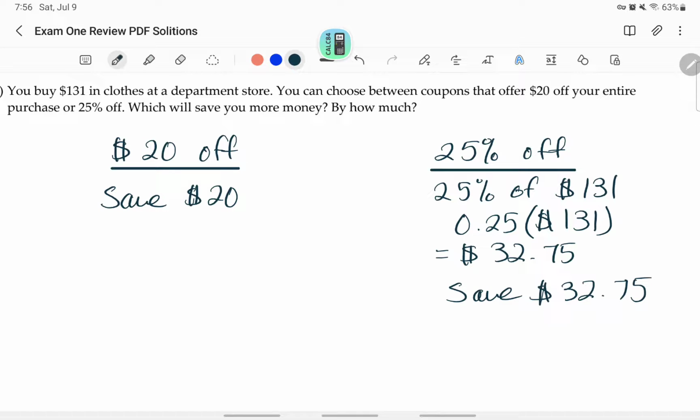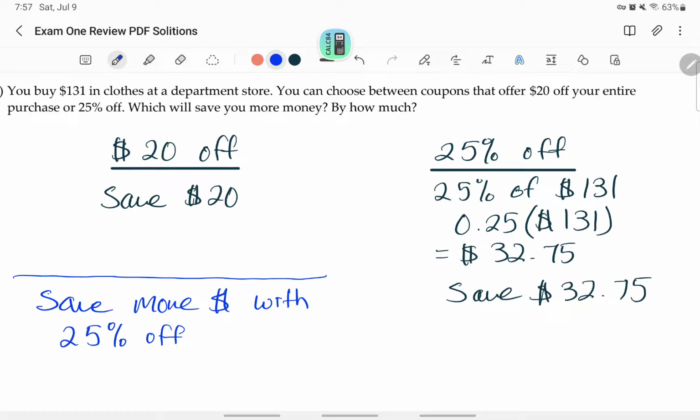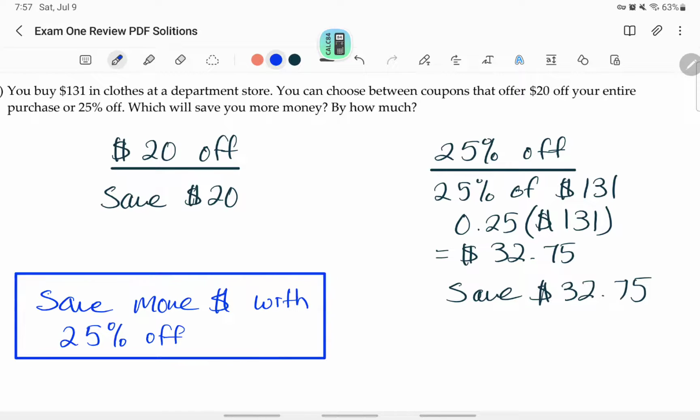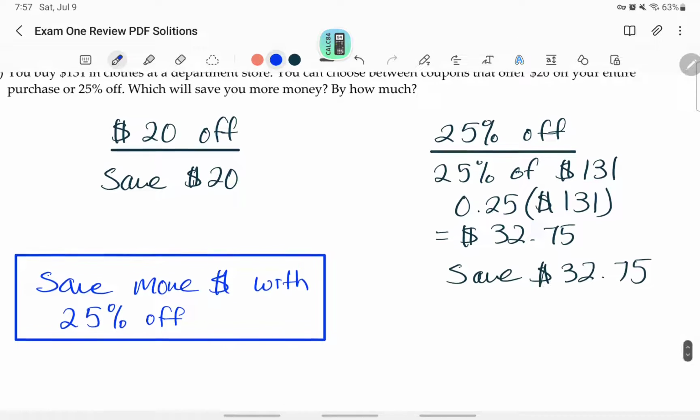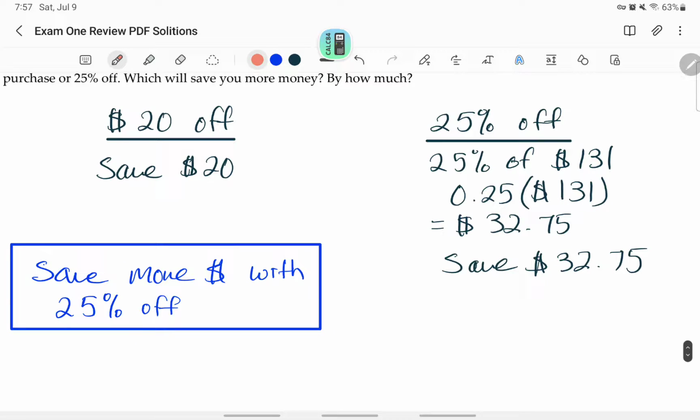Which will you save more money? The first question is going to be the 25% off. So I'm going to write it in blue. You will save more money with 25% off. It says by how much. To find out by how much you're going to save, let's put that part in red. By how much?